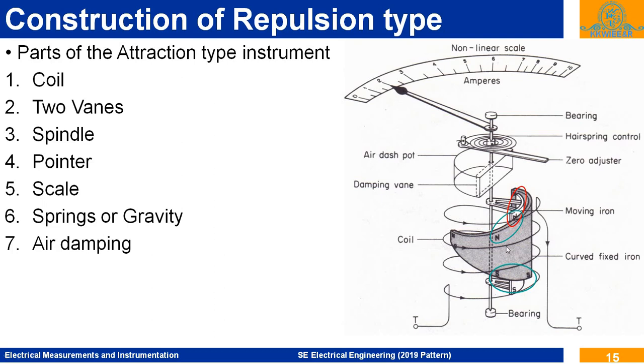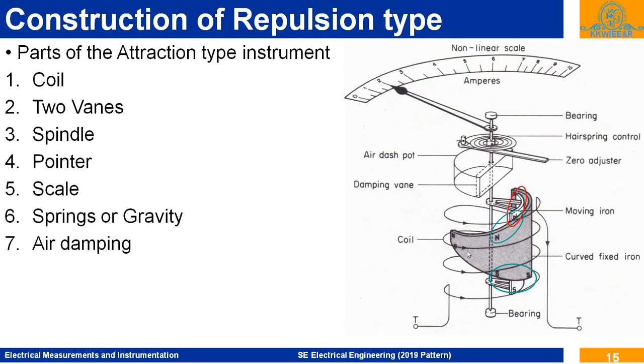This is a curved fixed iron piece. It is fixed, and on this spindle another moving iron piece is connected. This is a circular moving iron piece. Here the air damping is shown. These are the control springs, and the pointer and scale.